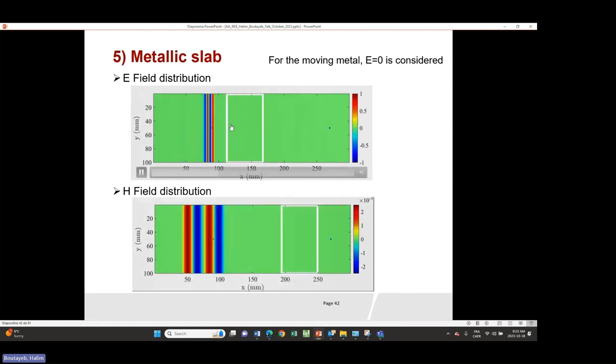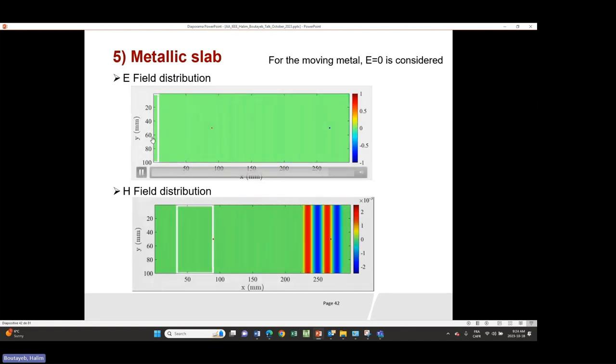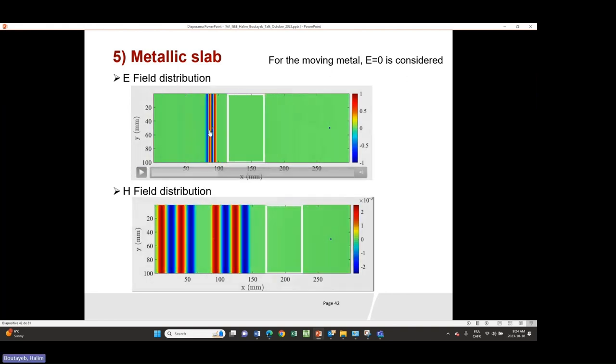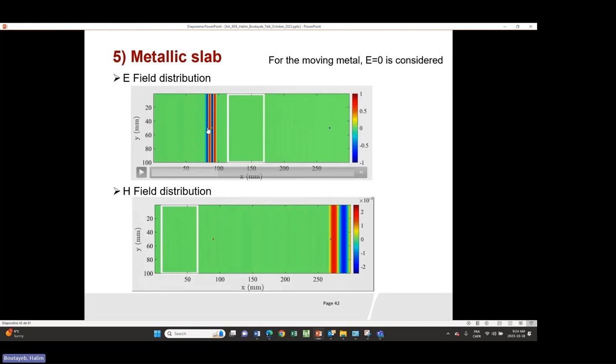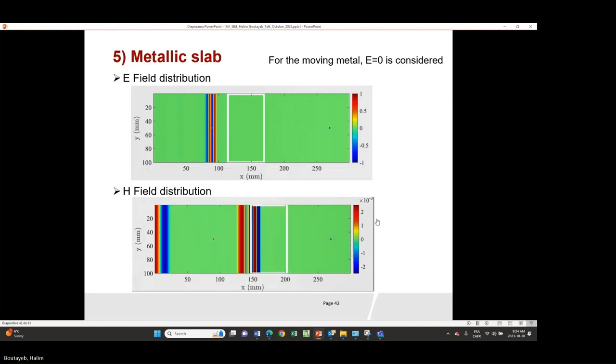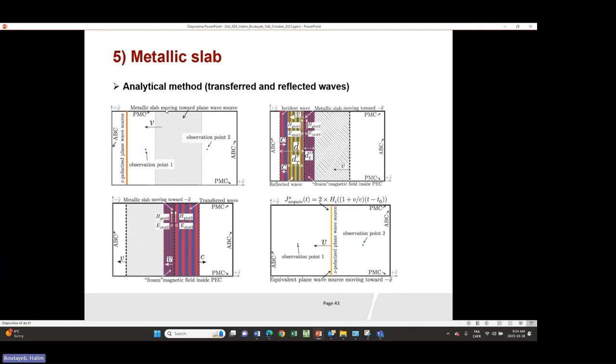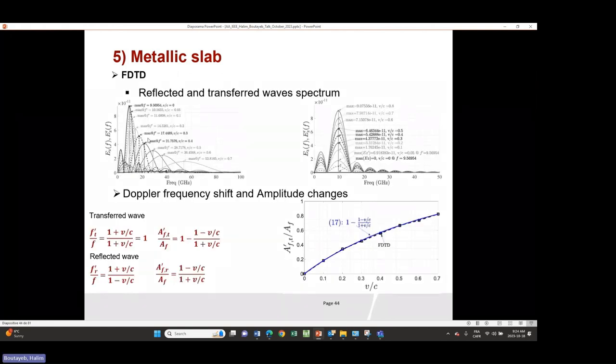Then we analyzed how much we have transferred wave and how much we have reflected wave. And of course, you see the Doppler effect. You see here the frequency increases because we're moving in this direction. We did an analytical method, and we have a paper with all the details about it. So we calculate how much wave is transferred and how much is reflected. Also in FDTD, the formula we got is in agreement with the analytical formula. We found that the frequency for the transferred wave doesn't change. It is always the same as the excitation frequency.